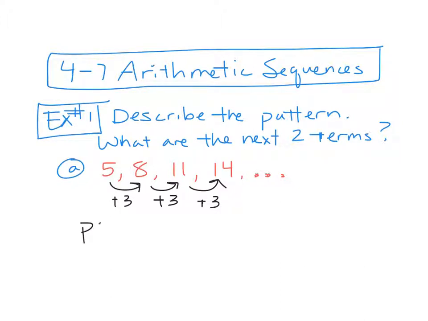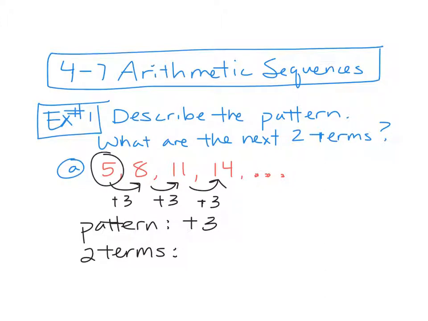So when they ask you for the pattern, you just say the pattern is plus 3. When they ask for the next two terms, they're asking for the next numbers that would come. This is a term, this is a term. This is our first term, our second term, our third term, our fourth term. We're looking for our fifth and sixth terms, the next two numbers you would get if you kept following this pattern.